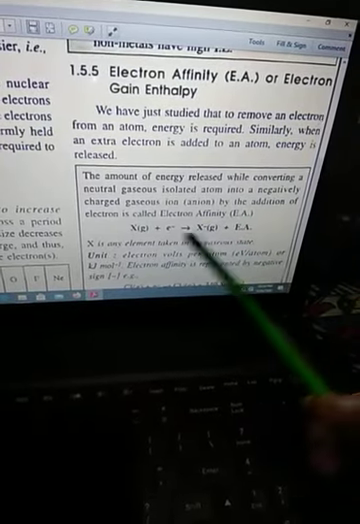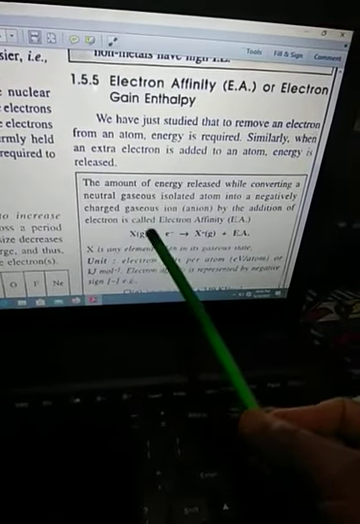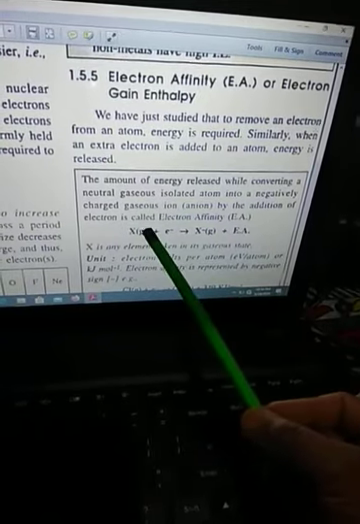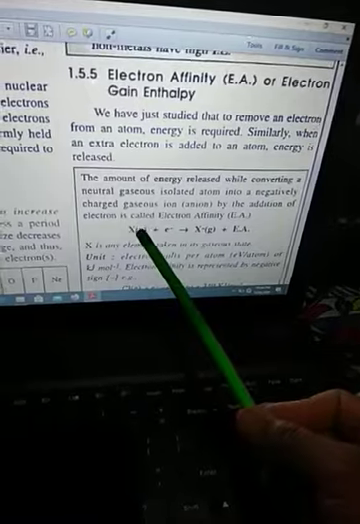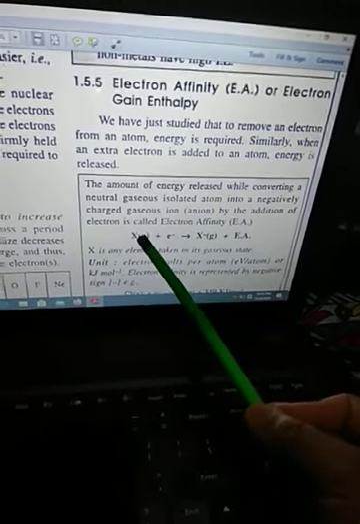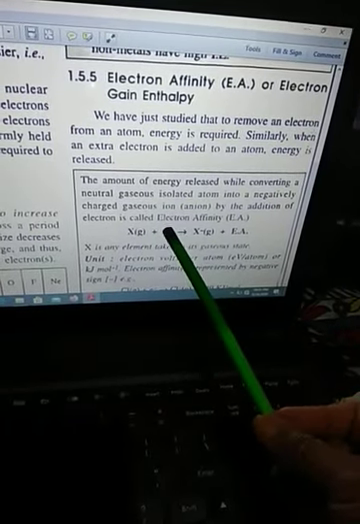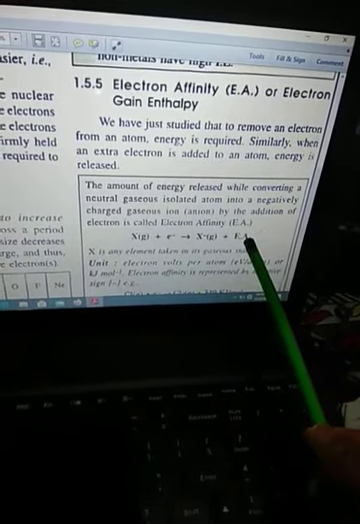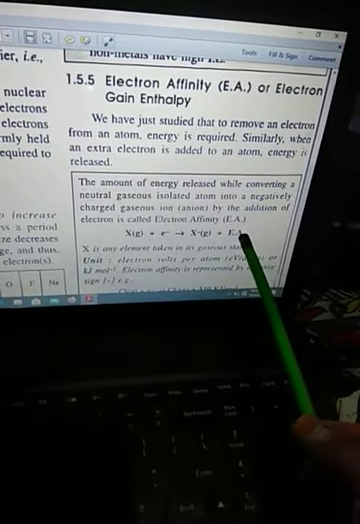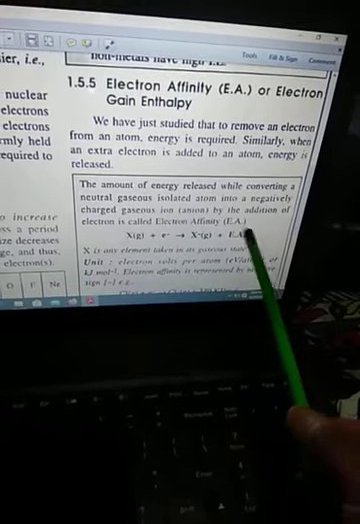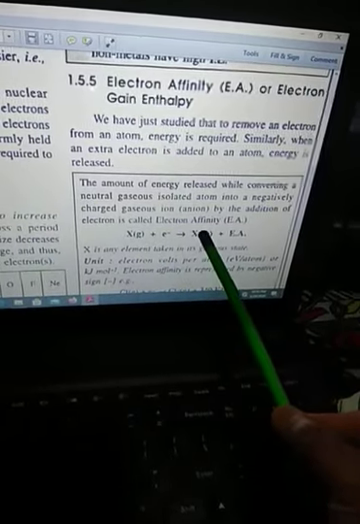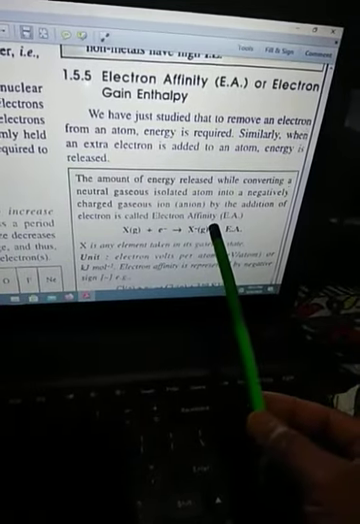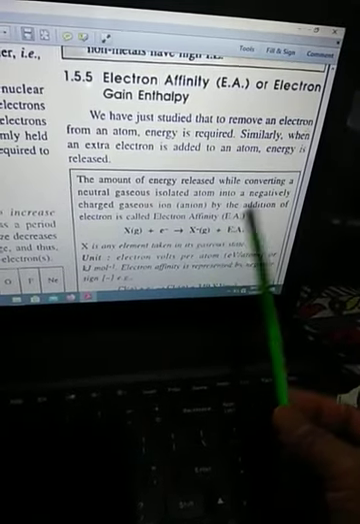It's called electron affinity. Say for example you have taken an element X. Say for example you can take a halogen, either chlorine or bromine. So when you add one electron to this element, whatever amount of energy is released, that we call electron affinity. So when you add an electron to this gaseous element, it will convert into a negative ion. So this energy we call electron affinity.